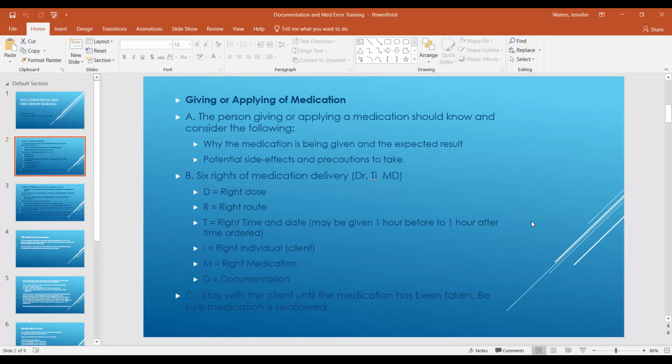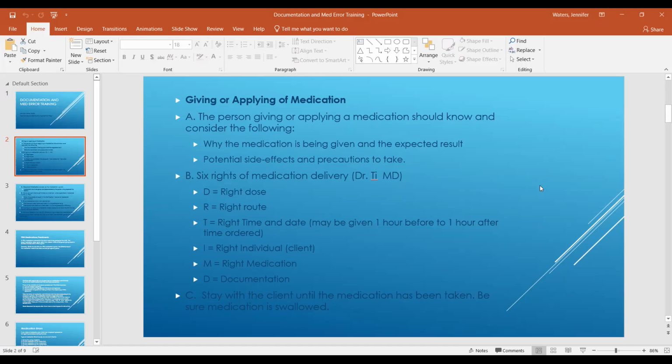Knowing these two things helps you with the next thing I'm going to talk about, and that's the 6 rights of medication delivery. And if you remember from your training, a lot of people use the Dr. Tim method. And that's just making sure it's the right dose, the right route, the right time, and the right date, the right individual, the right medication, and making sure that you document.